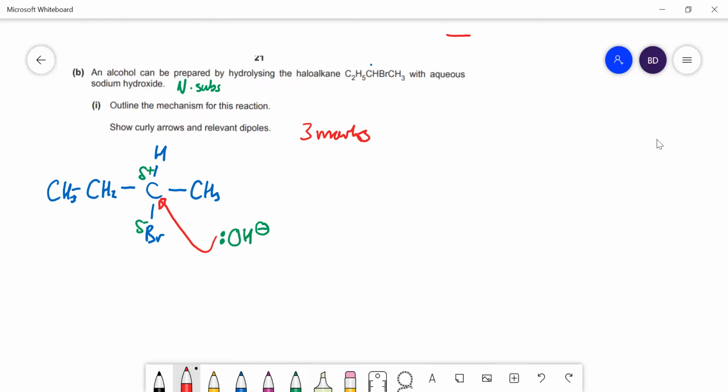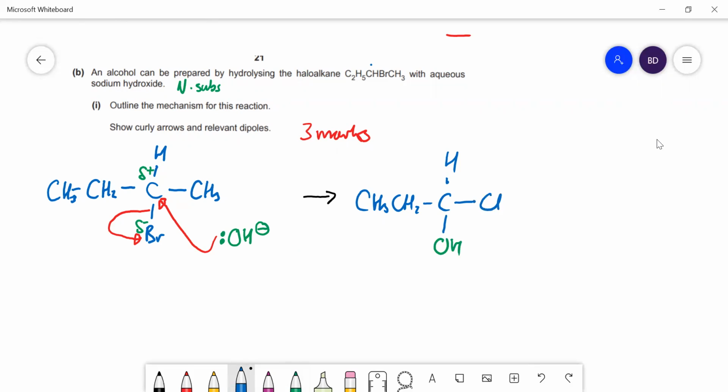That means the carbon's forming too many bonds, so the pair of electrons in this bond has got to go onto the bromine. So if we draw what happens there, you get CH3CH2. You're going to get the new OH on there, the alcohol, CH3 there, and what's left over is the bromide ion. There's our complete mechanism.